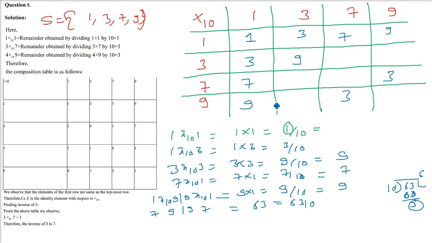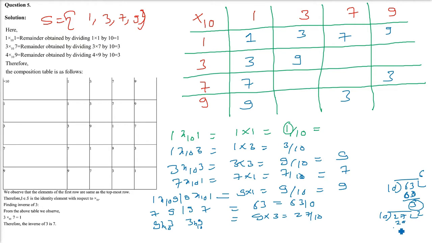Okay. So now 9 and 3, so 9 3s, 3 9s. I'm doing it x10, that is multiplication mod 10. So 9 3s are 27. 27 divided by 10: 10 2s are 20, so 7 will be remaining. 7 will be the remainder.